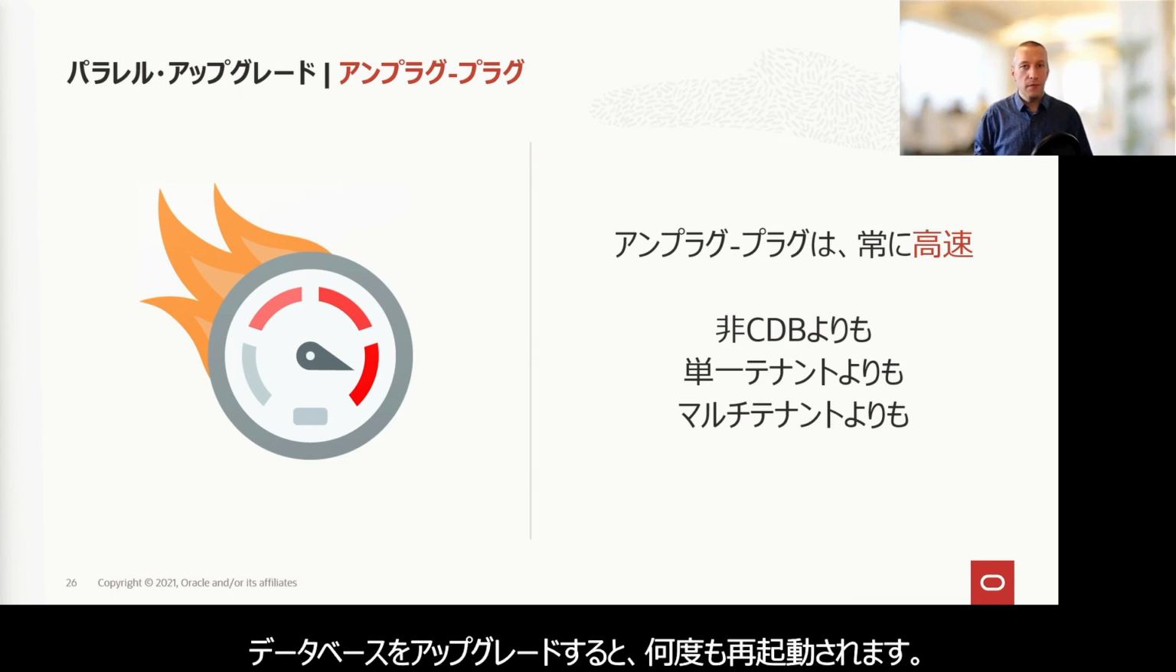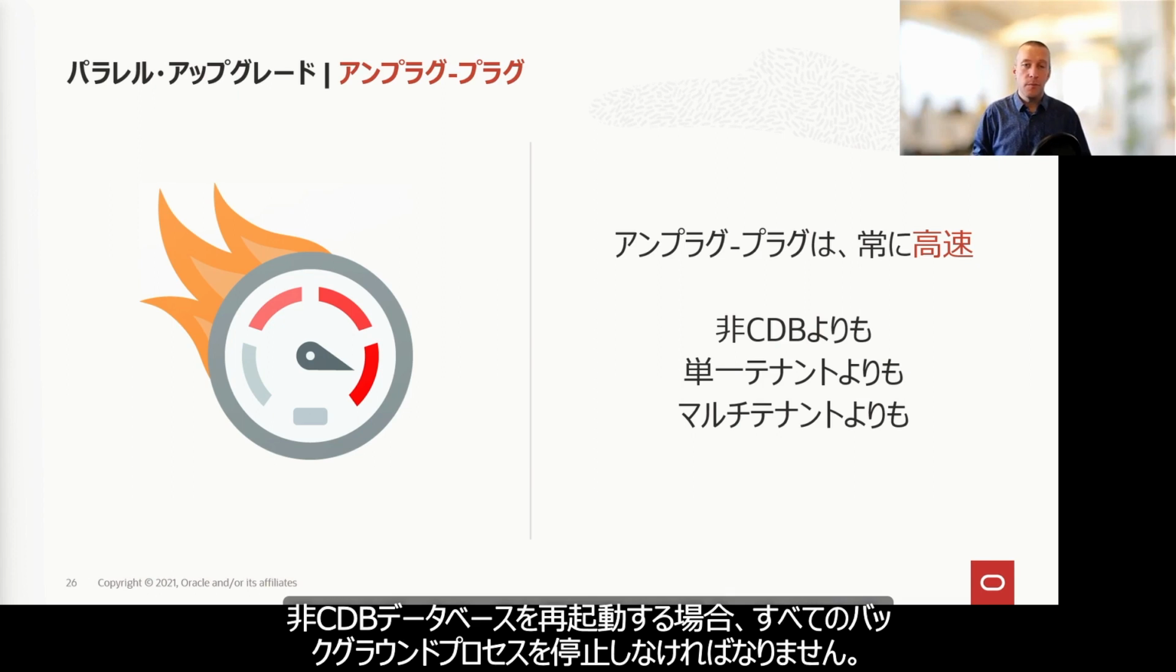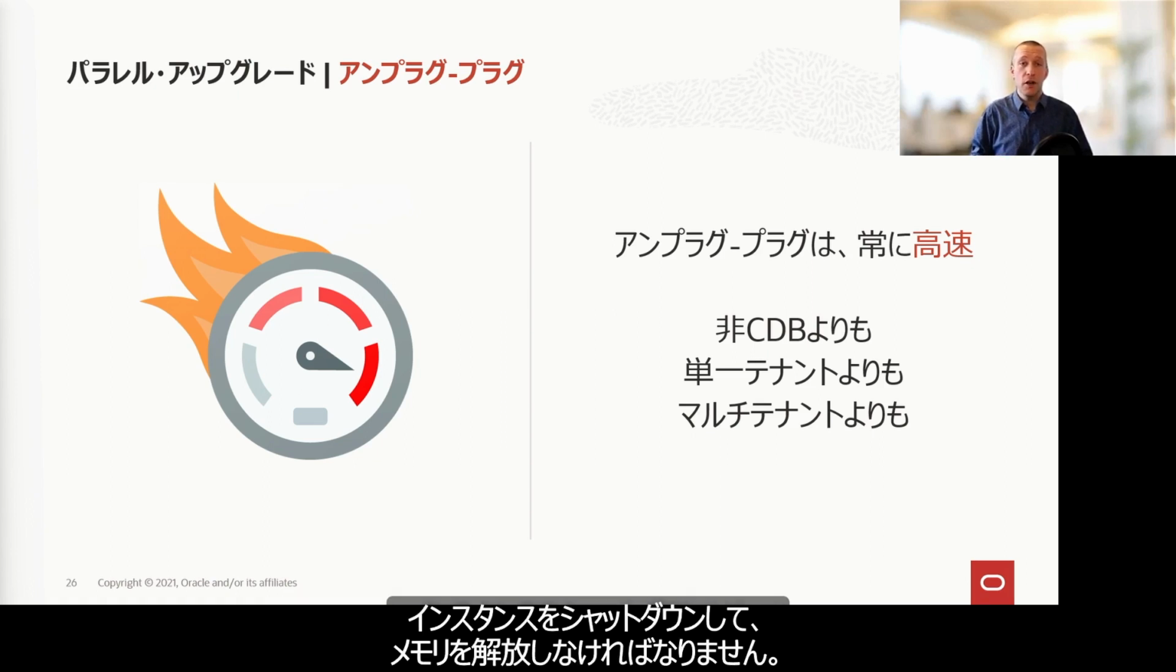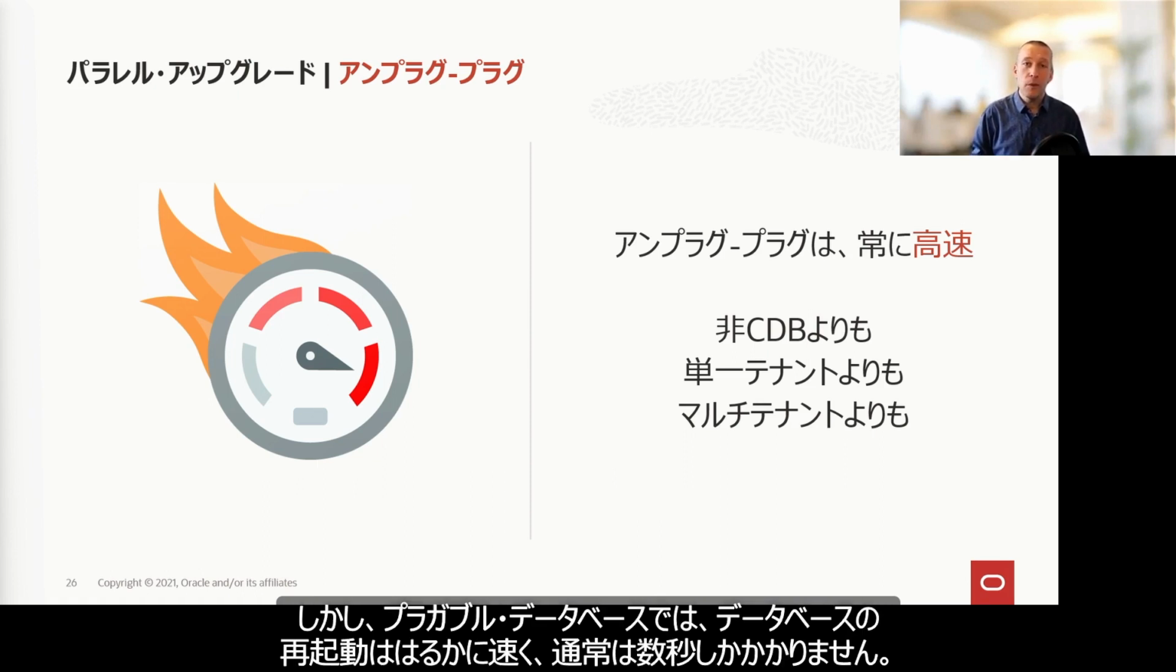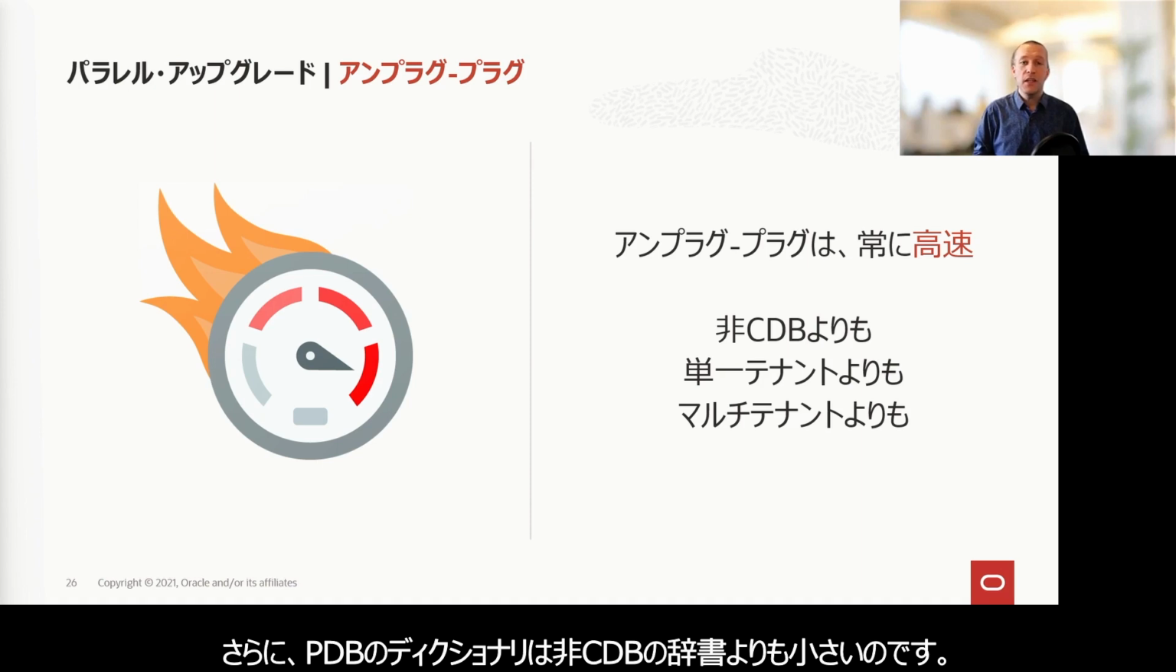Why is that? Well, when you upgrade a database, it's restarted multiple times. When you have to restart a non-CDB database, you have to stop all the background processes. You have to shut down the instance and release the memory. And then you have to restart the instance, start background processes, and so forth. But in a pluggable database, it's much faster to restart the database, and it typically takes only a few seconds. And in addition, the dictionary in a PDB is smaller than the dictionary in a non-CDB.